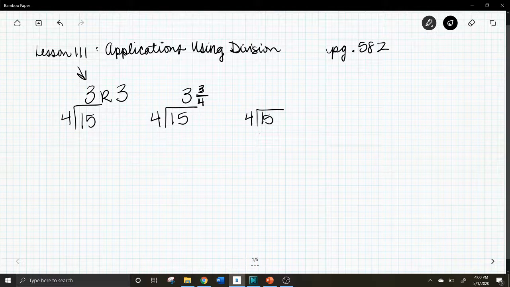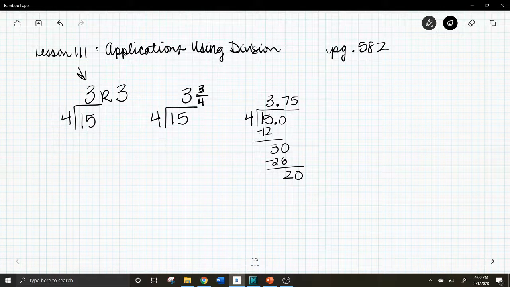And then the third way we know to write remainders is to write them as a decimal. So what we would do is we would say it goes in 3 times with a remainder of 3, but we would have turned this into a decimal, carried that down. How many times is 4 going into 30? 7 times. The remainder of 2. How many times is 4 going into 20? 5 times. So here are 3 different ways that you can write your remainder.